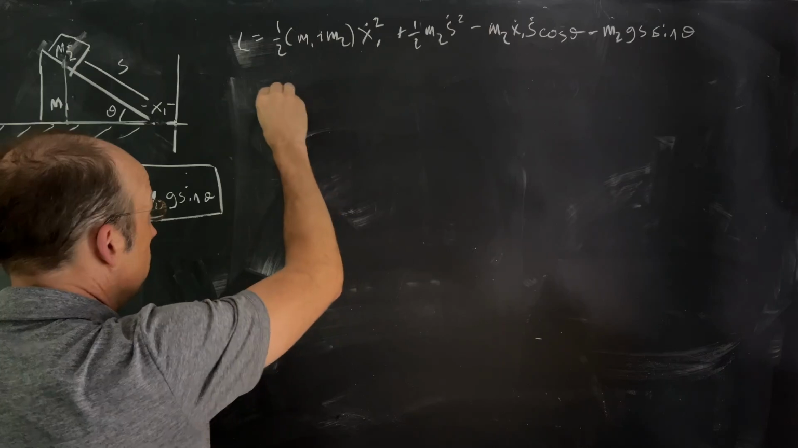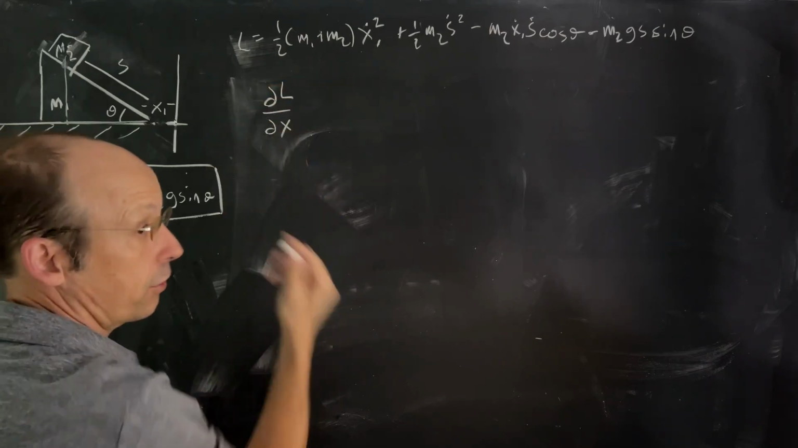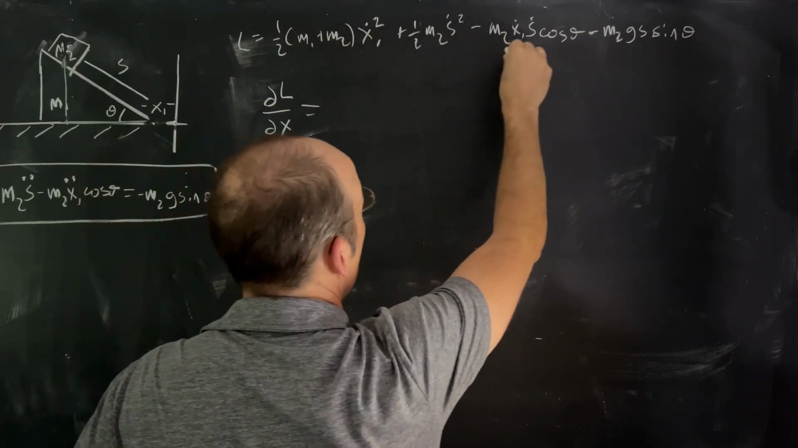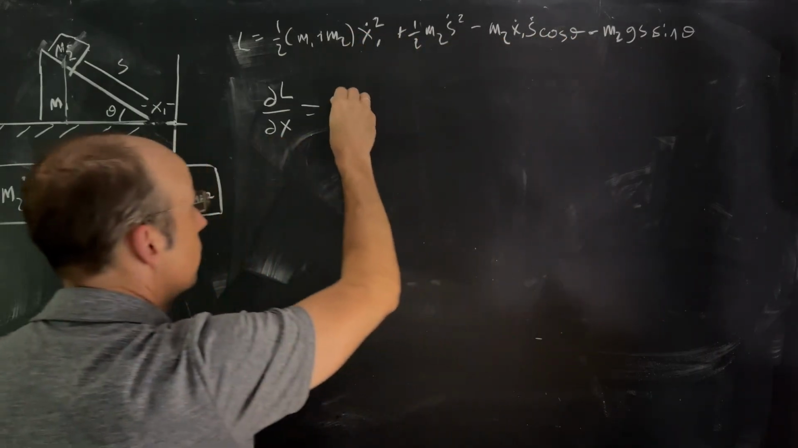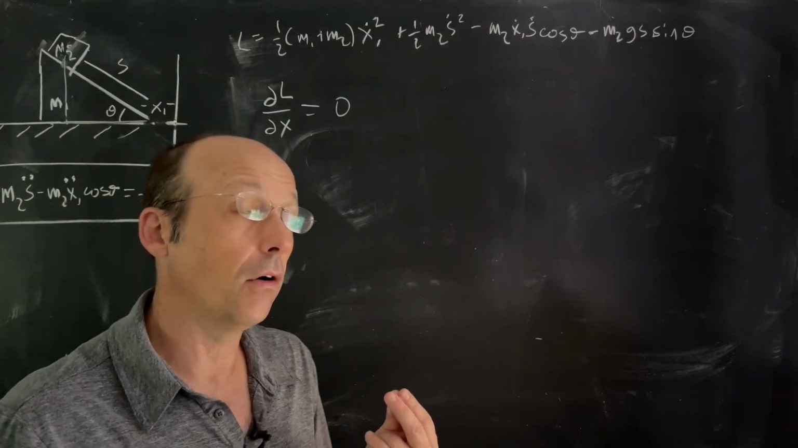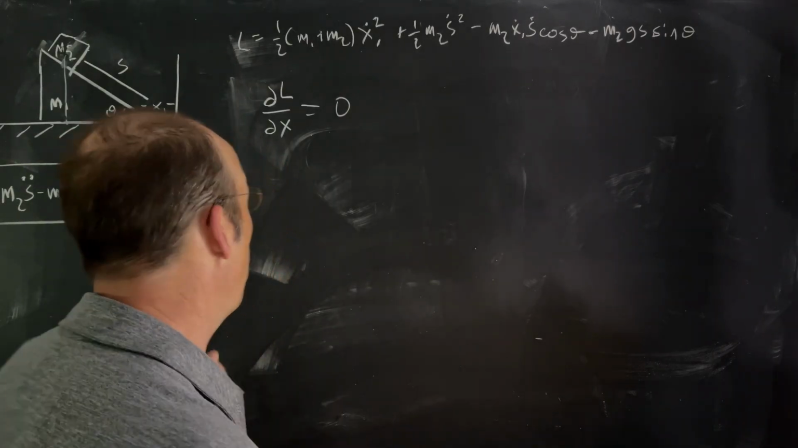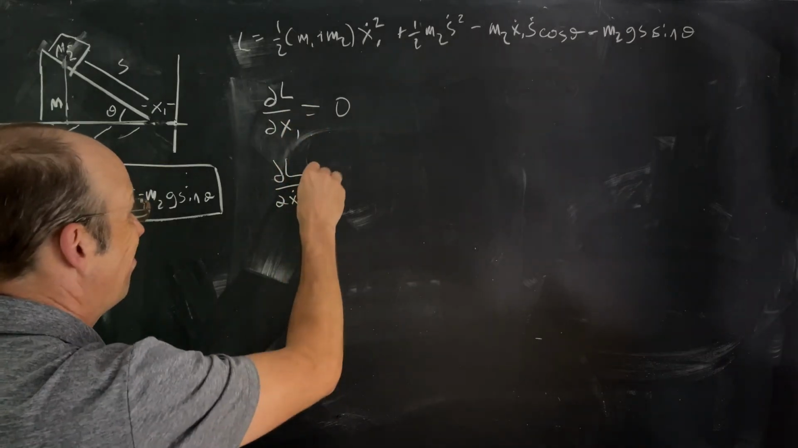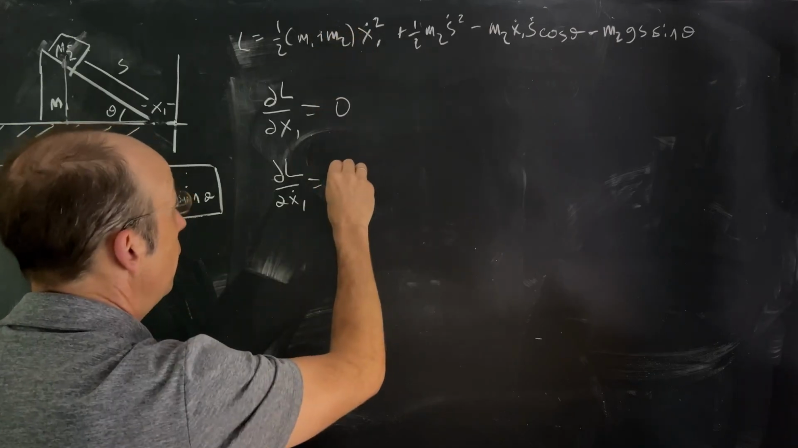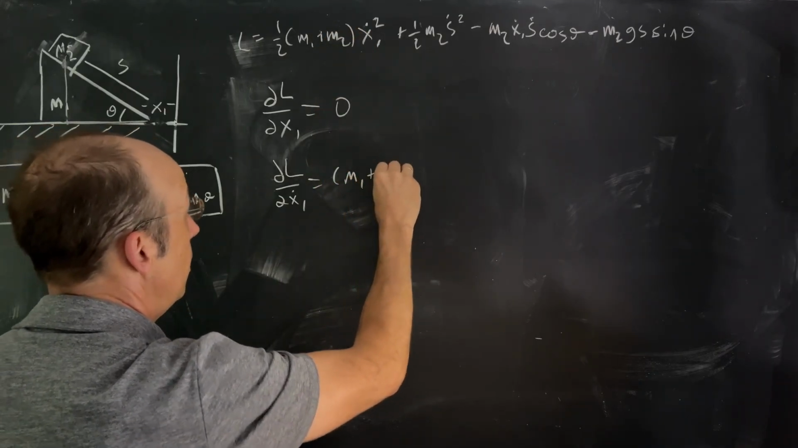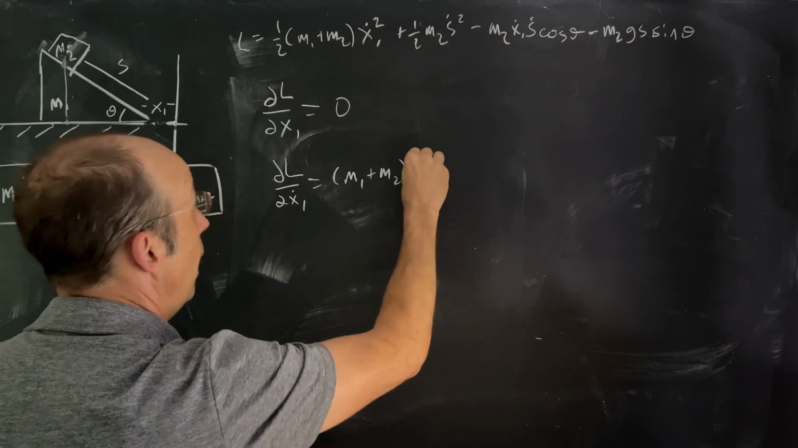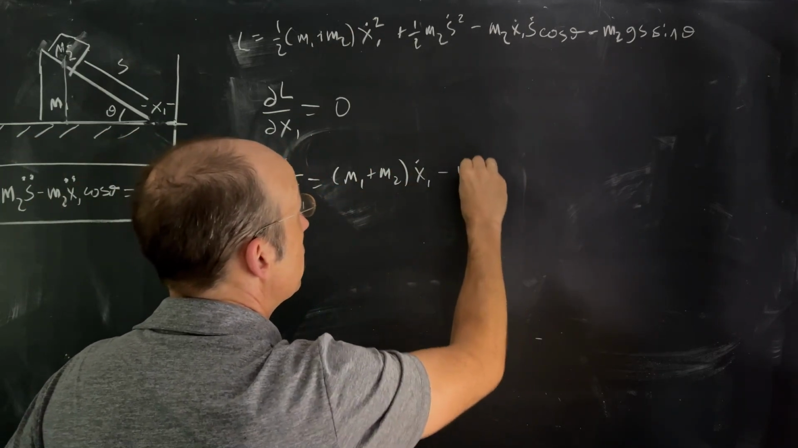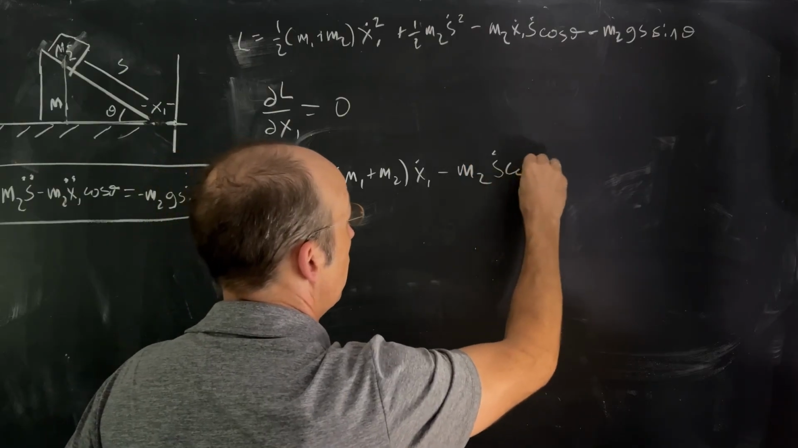So the partial of L with respect to x, that's our other variable. I'm going to go through here looking for x's. The x dot doesn't count. No, x dot doesn't count. Nope. And this is kind of a big deal, because if it doesn't depend on that coordinate, then when I do the next one, the partial of L with respect to x dot, this is x1. Let's just go ahead and do that. This is pretty easy. I get m1 plus m2 x1 dot, because it's power rule. There's no x1 dot there. Oh, there's one right there. Minus m2 s dot cosine theta.